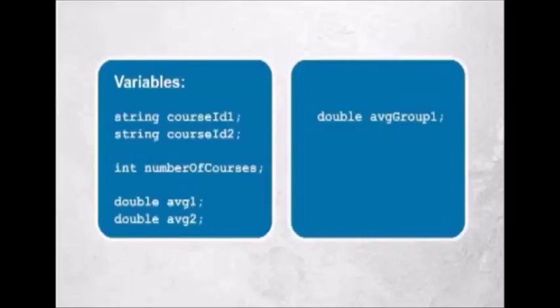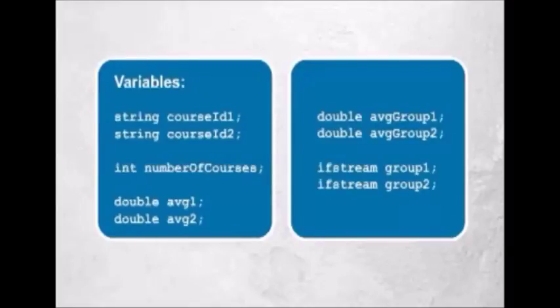Similarly, avgGroup1 and avgGroup2 are the double variables to store the average scores for groups 1 and 2. You will also need file stream variables to read data for groups 1 and 2. group1 and group2 are ifstream variables. outfile is an ofstream variable.